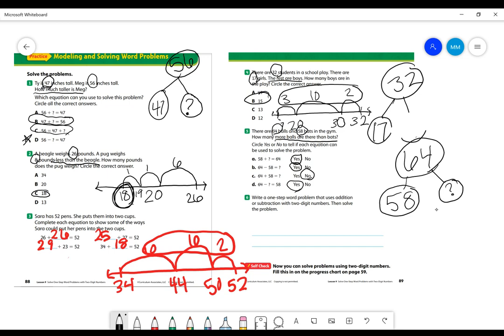All right, and number 6, it says write a one-step word problem that uses addition or subtraction with 2-digit numbers. Then solve the problem. All right, friends, so this part is up to you. You are going to write your own word problem using 2-digit numbers.